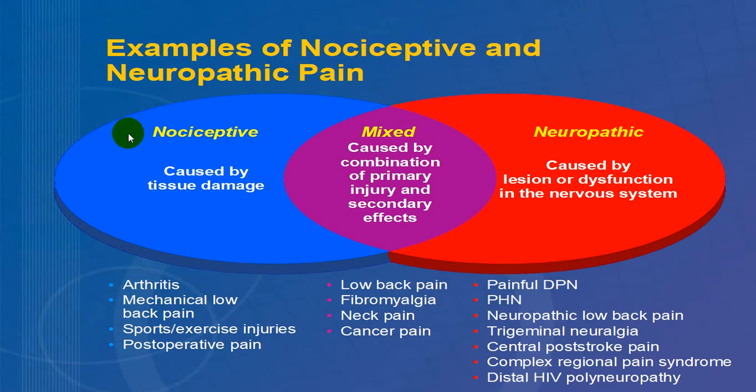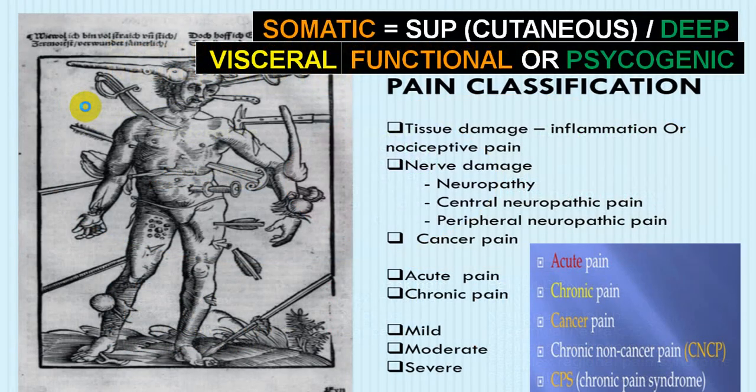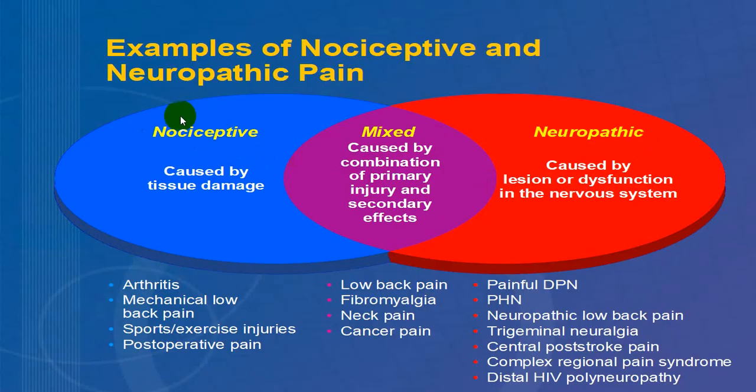So basically, one way of dividing pain is into nociceptive pain and neuropathic pain. These two groups, nociceptive and neuropathic. A classical example of nociceptive pain means damage to somatic structures or visceral structures, so mainly somatic structures, like arthritis, low backache, sports injury, post-operative pain, etc. This will be damage to skin, tendon, muscles, etc.